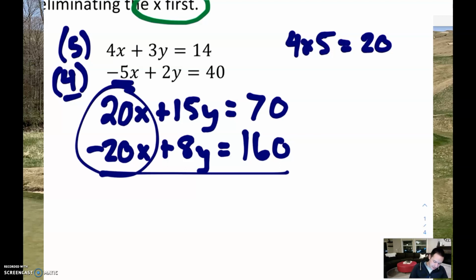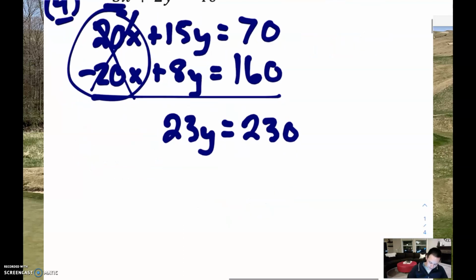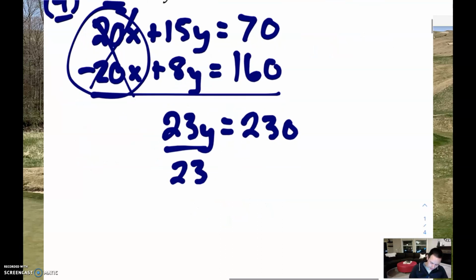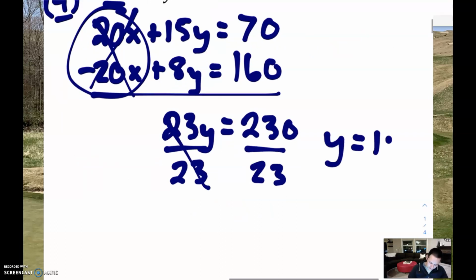And you can see what happens to these x's. They're gone. They're eliminated. And we're left with 23y equals 230. And then we'll just divide by 23, which gives us a y value of 10.